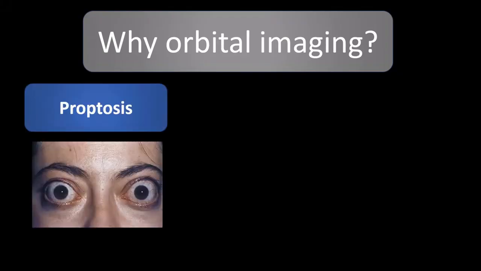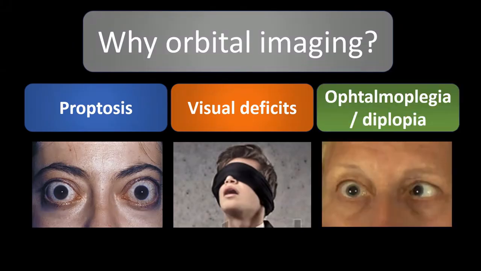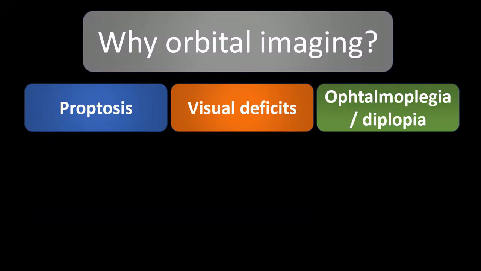One of the reasons is proptosis, bulging of the eye. Another one is visual disturbances of any nature, but it's important to specify them. If you are an ophthalmologist or a neurologist, specify the exact nature of the visual field deficits, because that will be important in deciding what is the best MRI protocol for your patient. And finally, ophthalmoplegia and or diplopia, which is suggestive for a lesion of one of the cranial nerves responsible for innervation of the extraocular muscles and thus for eye movement.